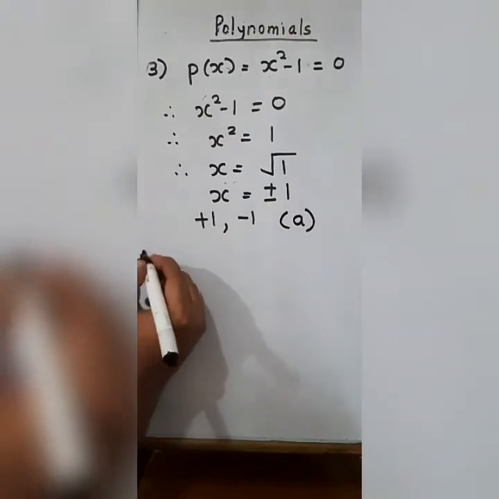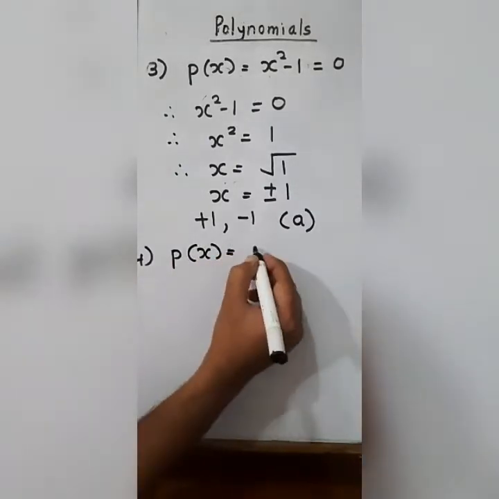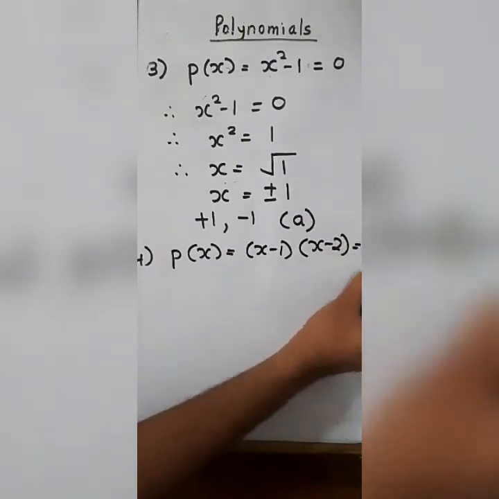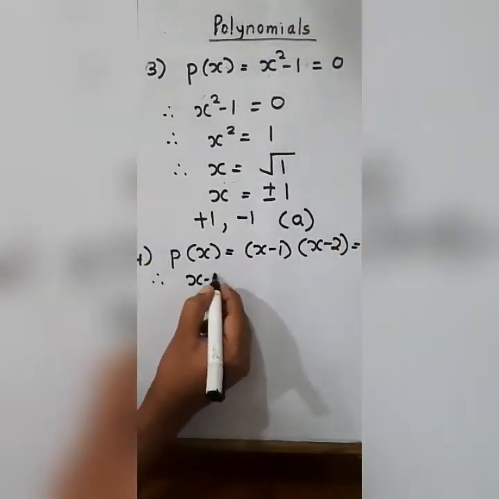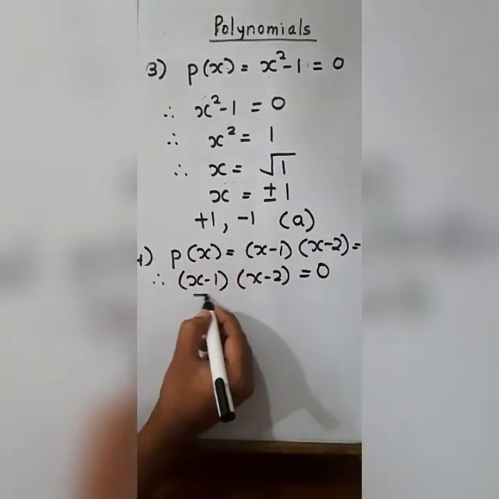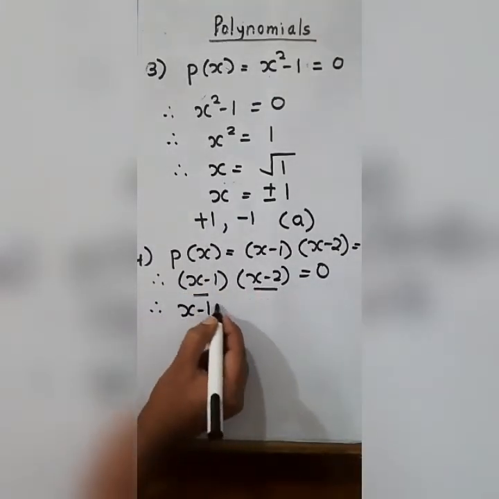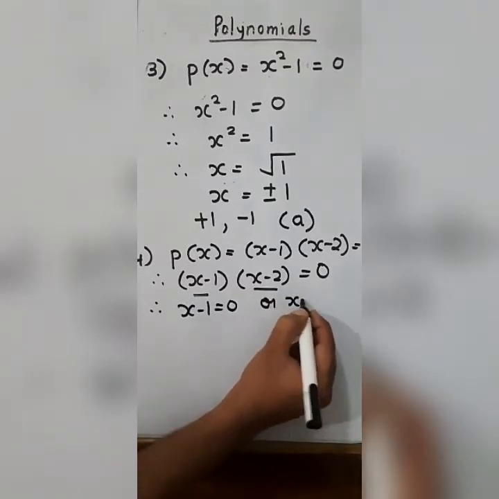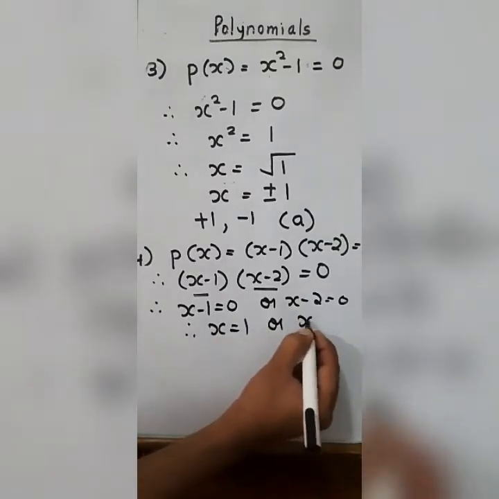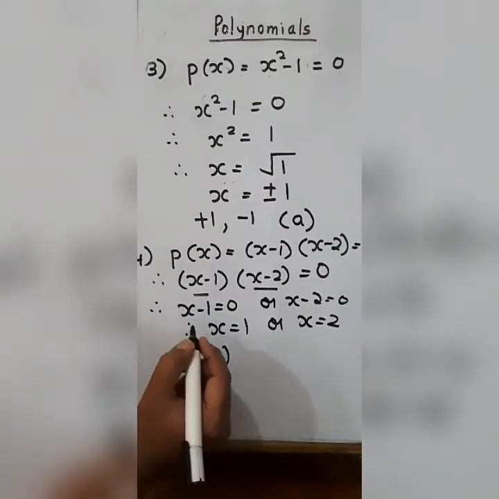Question number 4. Which are the zeros of the polynomial p of x equal to x minus 1 into x minus 2? We will equate this to 0. Therefore, x minus 1 into x minus 2 is equal to 0. Now, when the product of two numbers is 0, one of them has to be 0. So, therefore, x minus 1 equal to 0 or x minus 2 is equal to 0. Therefore, x is equal to 1 or x is equal to 2. So, the two zeros are 1 comma 2. Option number C.